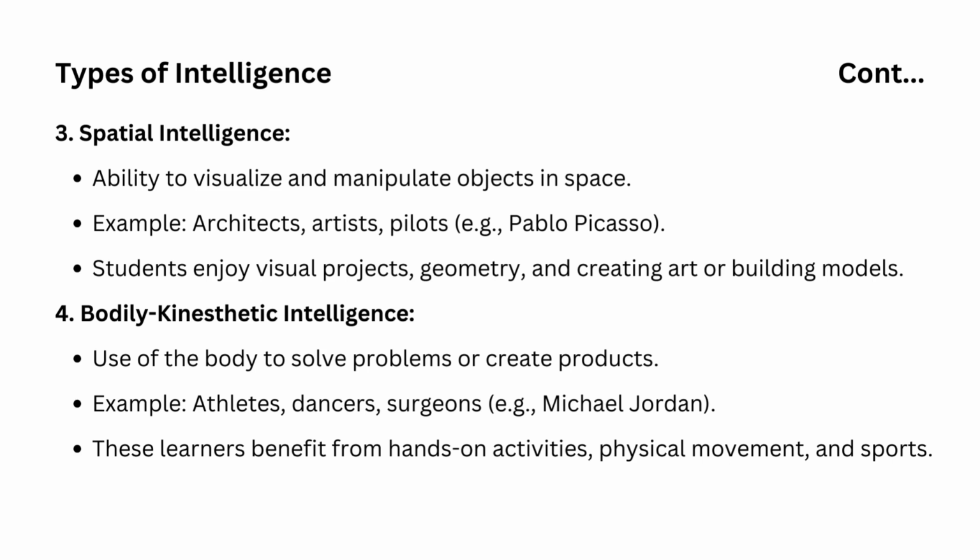For example, Michael Jordan's ability to navigate a basketball court or a surgeon's steady hands during a complex operation are clear examples of bodily kinesthetic intelligence at work. Students with this intelligence often learn best through physical activities, hands-on learning, or movement-based tasks. They may prefer to act out scenes in drama or participate in sports.